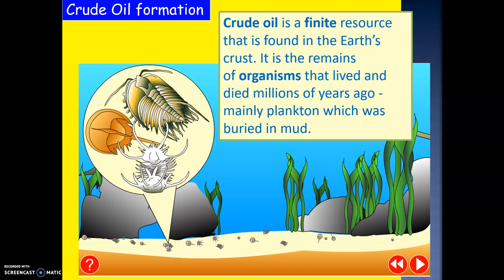Okay, so the first thing we need to talk about is crude oil. You might have heard about oil before. Well, oil we get from underground is called crude oil. And it's obviously a finite resource. That means there's only a limited amount available, found in the Earth's crust, so deep underground. And it is the remains of the organisms that lived and died millions of years ago, mainly plankton, but also animals and plants. Over time, the pressure has squeezed them down into oil over millions of years. That's what crude oil is.